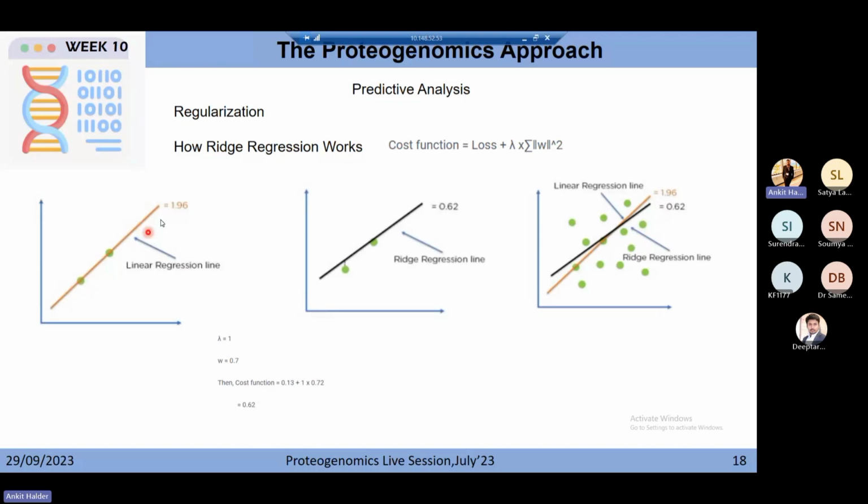Here, for example, you take this linear regression line and it comes to 1.96. Now if you give a penalty of 1 for this error and the w error rate comes to 0.7, then what comes out is your cost function, and this gives you the new line, which you call the ridge regression line. So now one is your linear regression line and the other is your ridge regression line. You can see that the ridge regression line is able to classify in a better way than the linear regression line that was taken. This is how it is performing. I'm hopeful I'm clear. If anyone has any questions, you can ask.